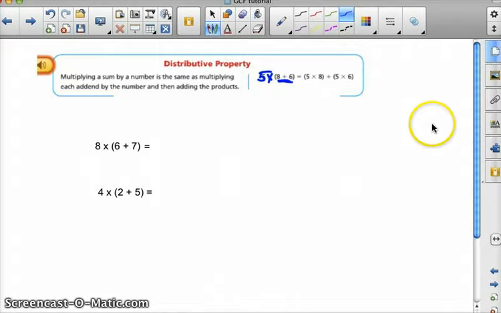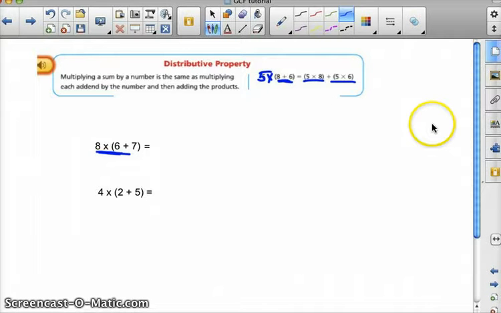the products. So multiplying the sum of 8 plus 6 times 5 is the same as doing 5 times 8 and adding it to 5 times 6. So when you're talking about the distributive property, use the word distribute to help you. You're distributing the multiplication to each of the add-ins.